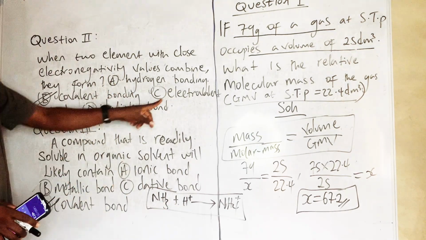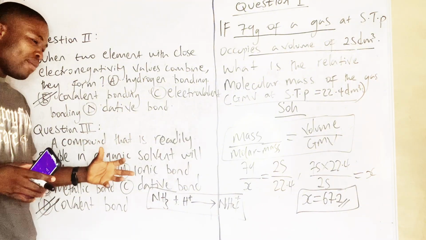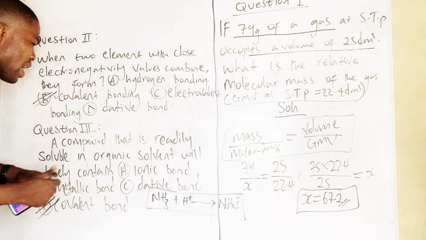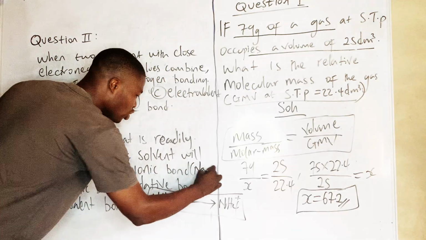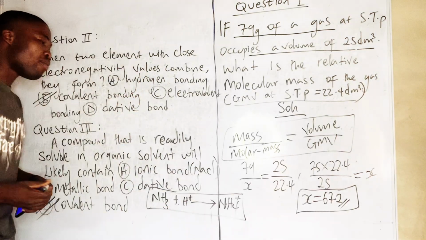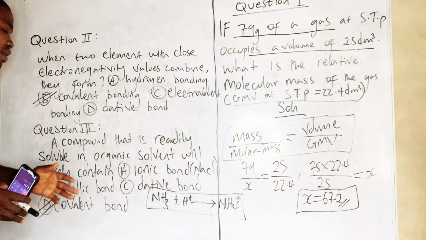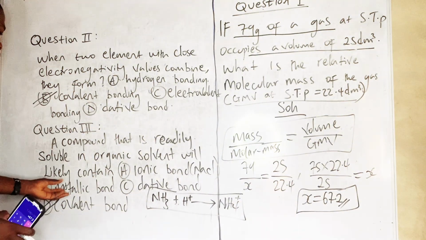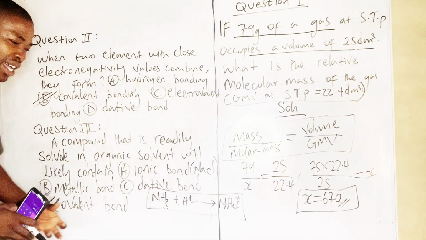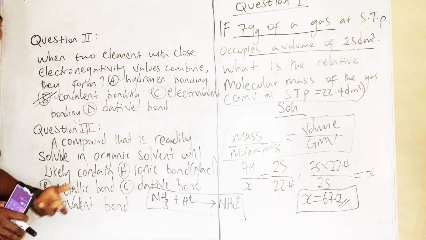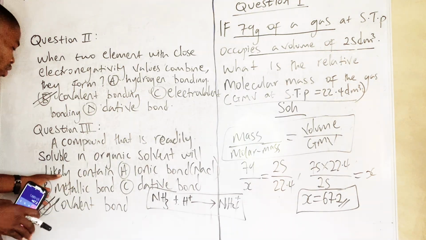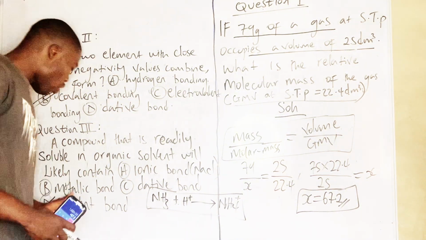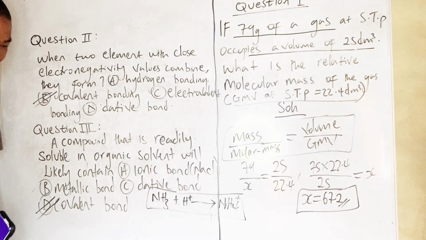Now, what about ionic bond? Ionic bond is also called electrovalent bond. It's formed between two elements with far electronegativity difference, something like sodium and chlorine. Sodium is very electropositive, while chlorine is very electronegative. The electronegativity difference is far apart, so they have ionic bond. The metallic bond is found between the crystals of metals. Metallic bond is formed as a result of a pool or sea of delocalized electrons.